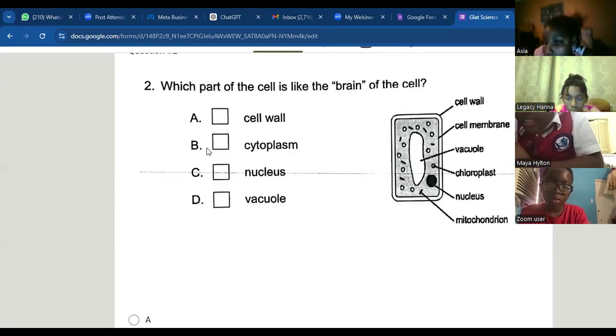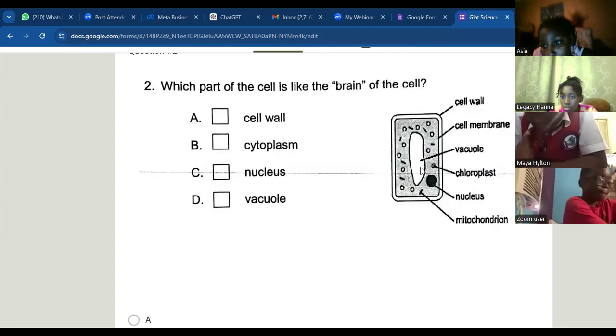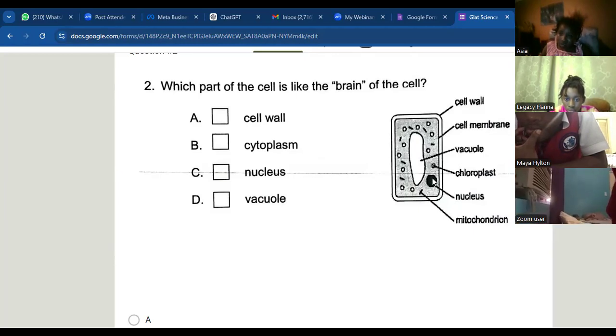Mr. Petit. Okay, nucleus. Excuse me, Mr. Petit. Yes. They're spelling nucleus wrong. Okay, so the correct spelling of nucleus is right on the screen. When we say the brain of a cell, we definitely mean the nucleus. This is the nucleus right here.